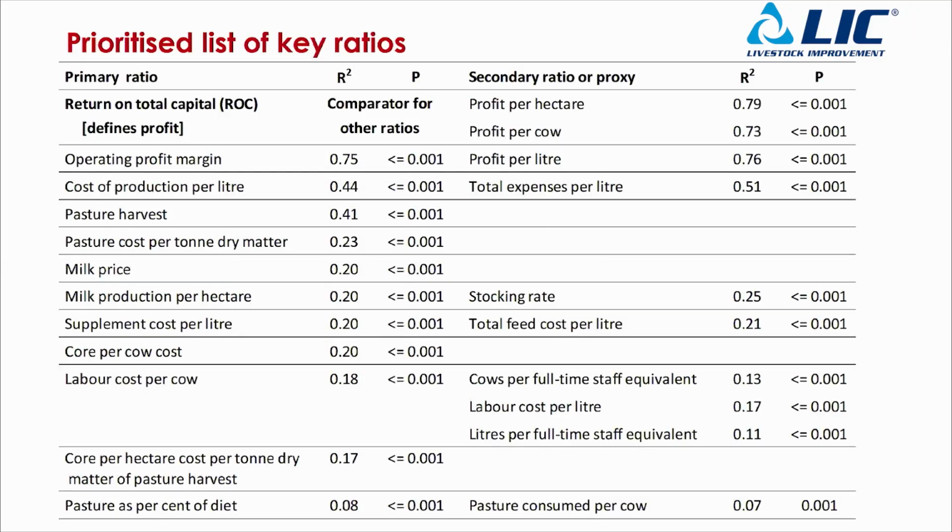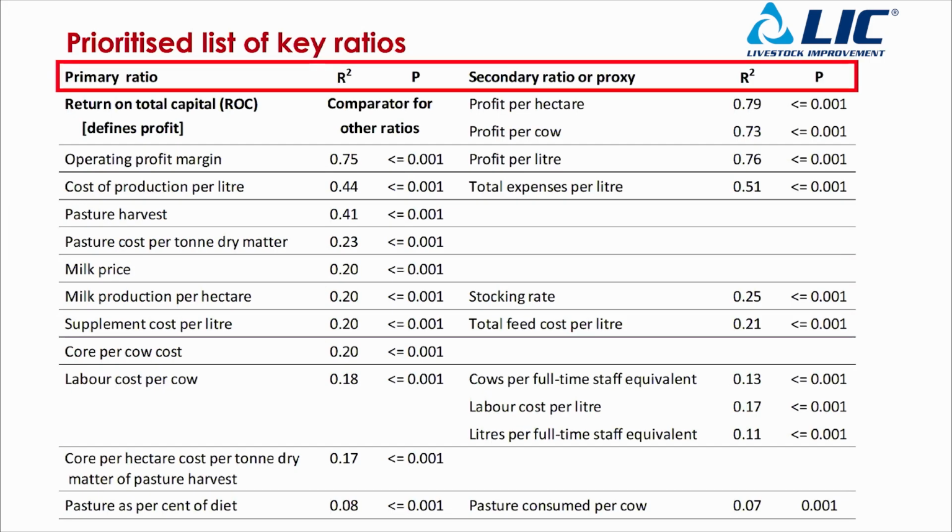It would not be time to fully describe all the key relationships that relate to profit, so I'm going to work through this summary table with you. I've split these key ratios into primary ratios on the left and secondary or proxy ratios on the right. The primary ratios could be considered core to fully describing different aspects of a dairy business. So these are the ratios that ideally everyone should be monitoring.